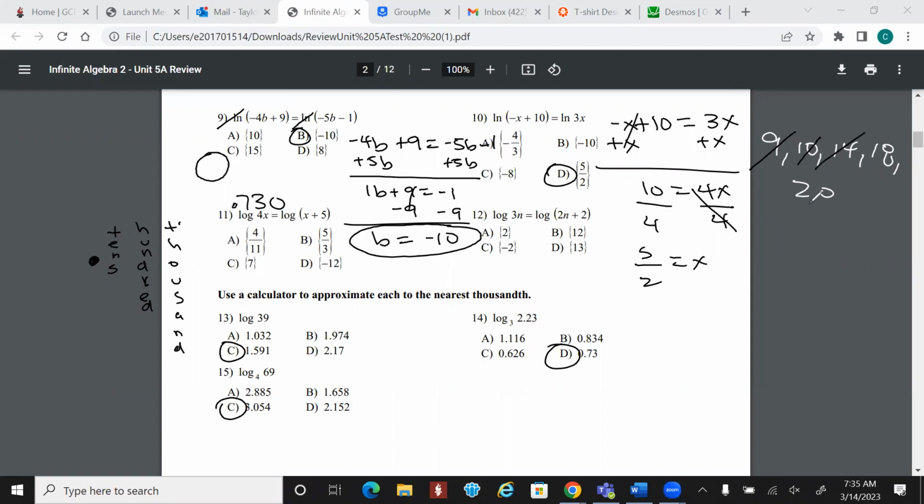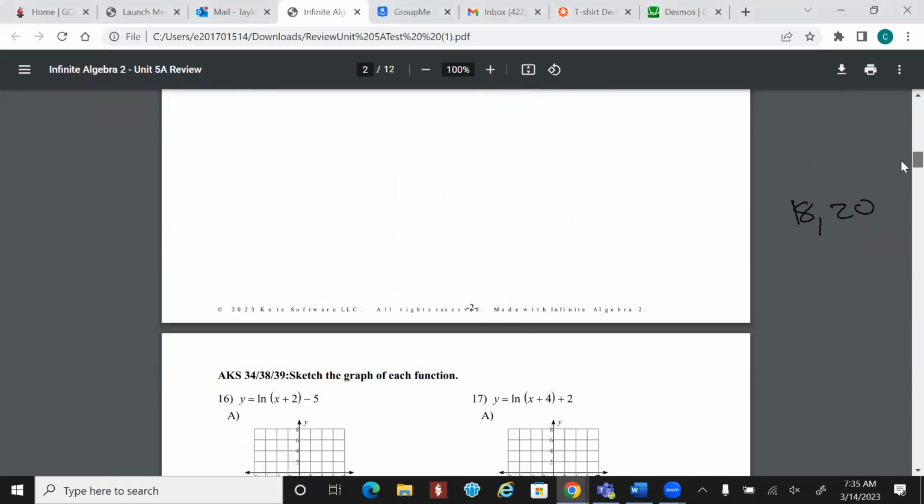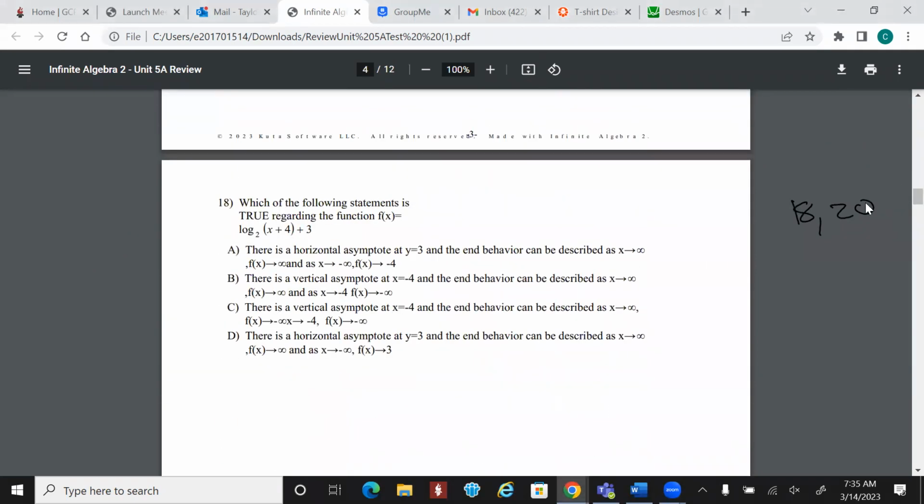All right, so we're going to take a look at 18 next. So go ahead and flip over to that. Number 18. And with 18, we're talking about end behavior. Yay! Nobody's excited. Thanks, guys. 18 and 20. Okay, so we're going to flip over to 18. All right, so it says, which of the following statements is true regarding this function?